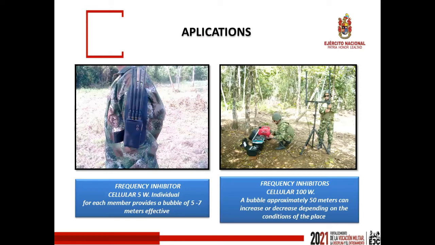Applications in operations area. This is the inhibitor of 5 watts, it covers a bubble more or less between 5 to 7 meters, its effective coverage. And this is the frequency inhibitor for cellular or cell phone signals of 100 watts with 2 antennas in VHF and UHF. Their bubble is approximately 50 meters, and it can increase or decrease depending on the condition of the place or the area.